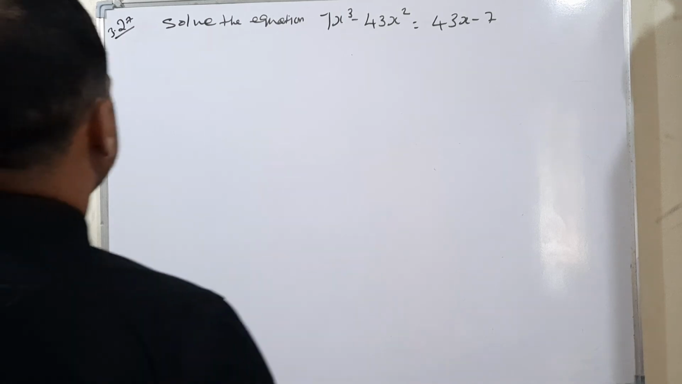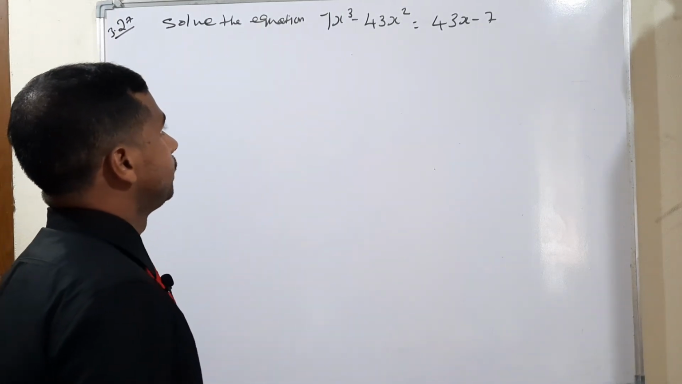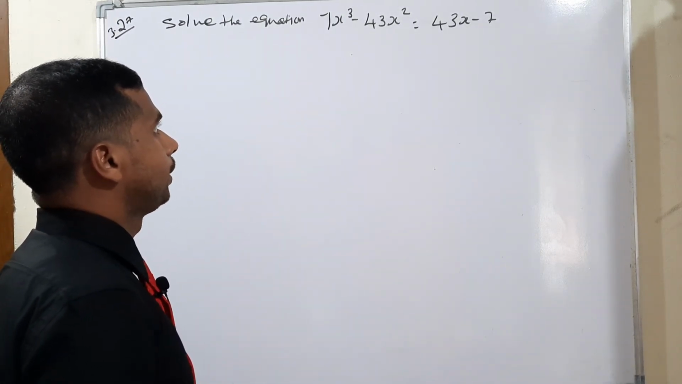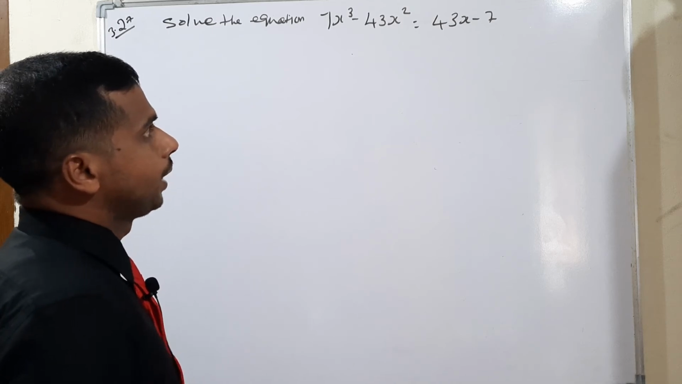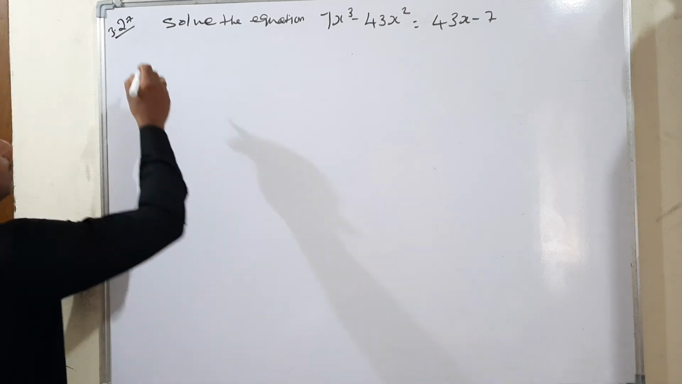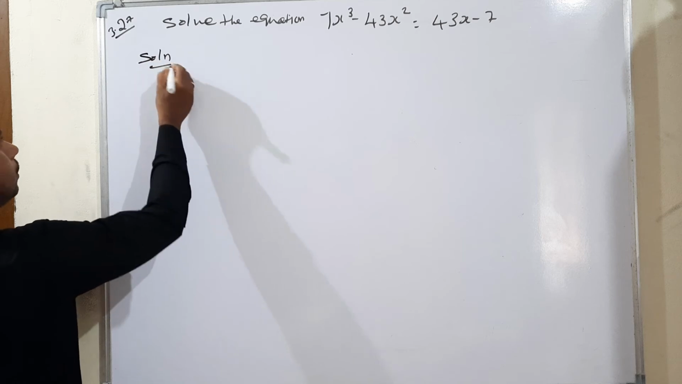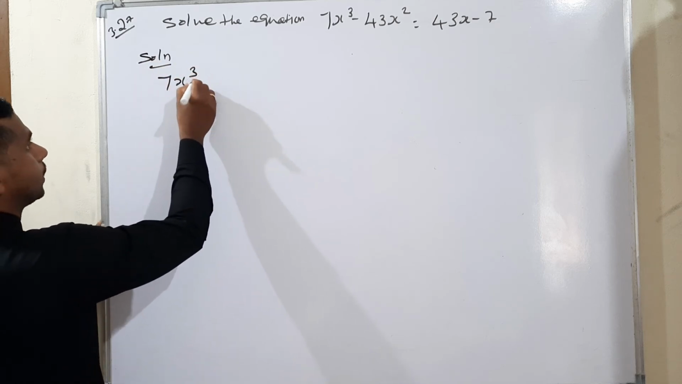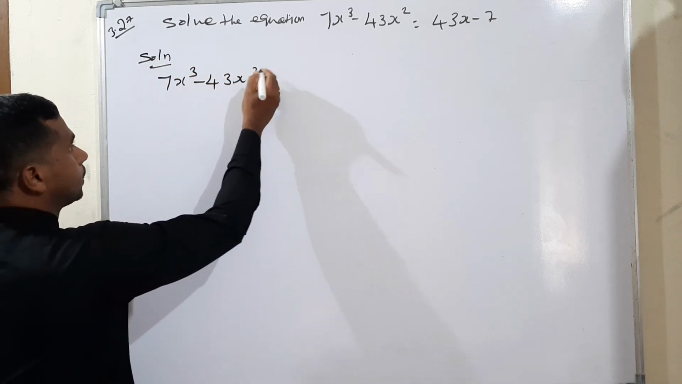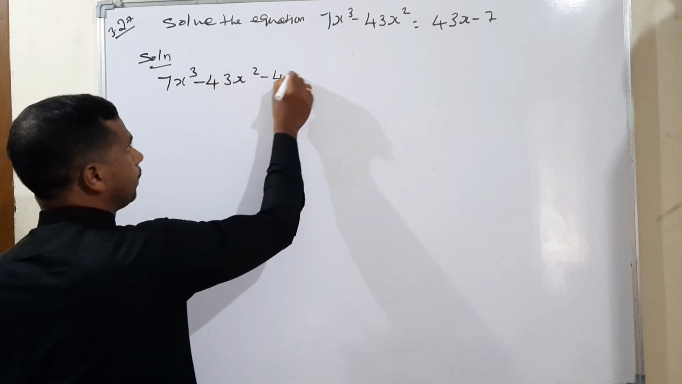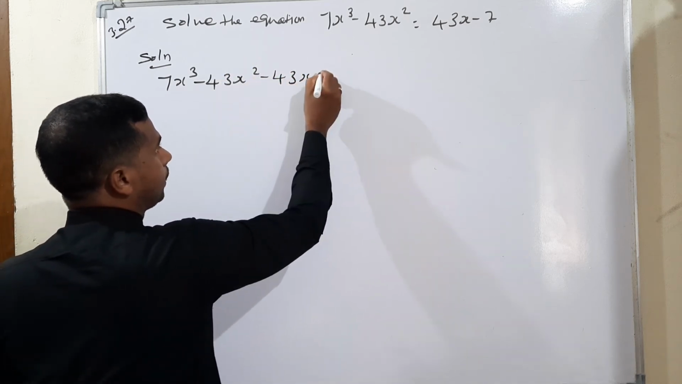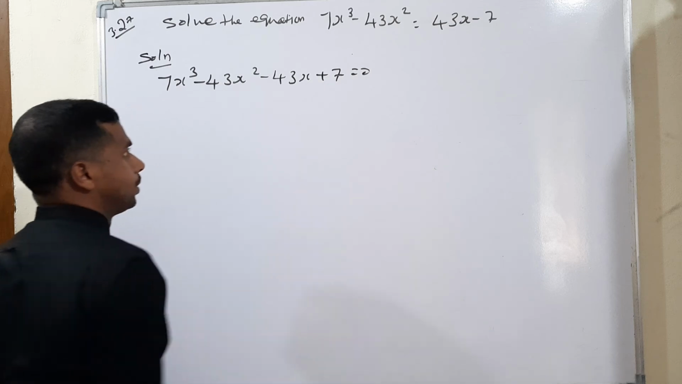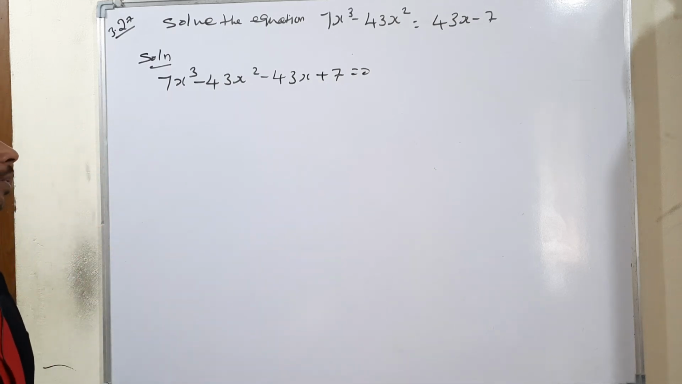I am moving to example 3.27. Solve the equation 7x cube minus 43x square is equal to 43x minus 7. So solution: 7x cube minus 43x square, bring the other side, minus 43x, minus 7 means plus 7, is equal to 0. So what are the roots actually?